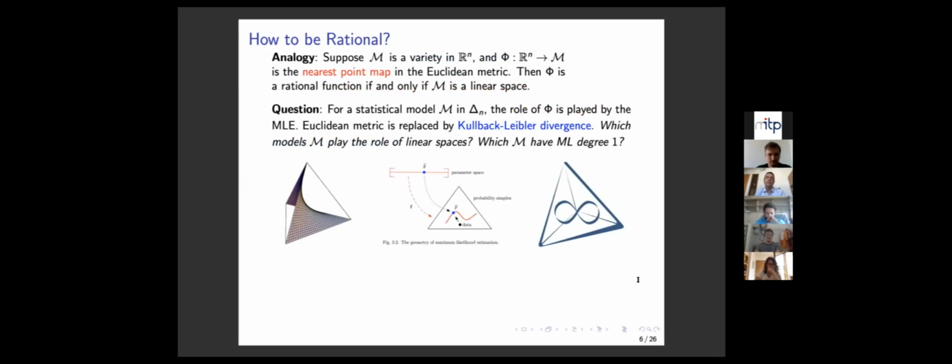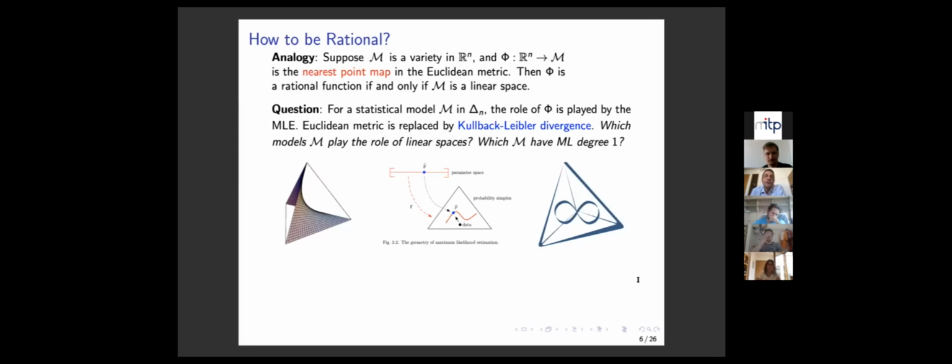Now, how often does this happen, that the maximum likelihood estimator is rational? How can it be rational? Well, let's start with an analogy. Let's suppose, rather than doing likelihood inference, we just pick the nearest point map in the Euclidean, or high school, metric. So suppose M is a real variety in R^n, maybe compact. And let's write phi for the nearest point map in the Euclidean metric. So for every point in R^n, we map to the point in the model, in the variety, that's closest. Now, I claim that phi is a rational function if and only if M is a linear space, right?